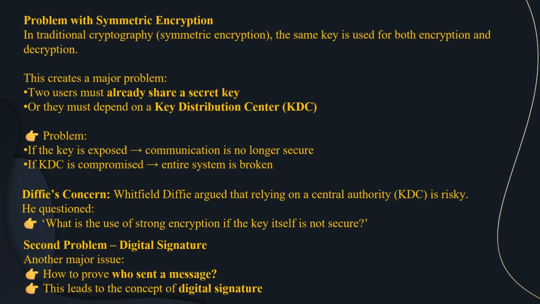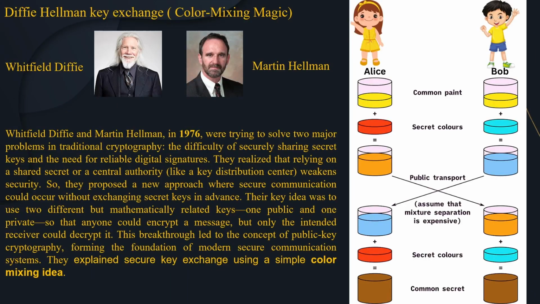Whitfield Diffie argued that relying on a central authority like the KDC is risky. He questioned what is the use of strong encryption if the key itself is not secure. Second problem is digital signature. Another issue: how to prove who sent a message. Later, this leads to the concept of digital signature.